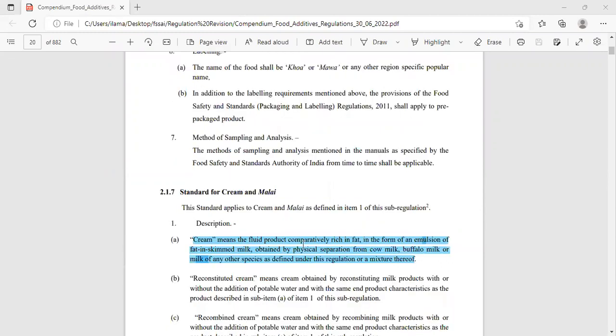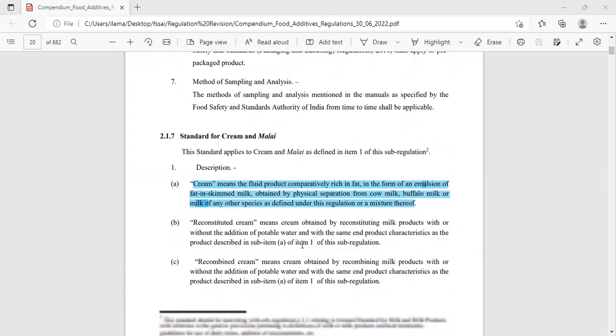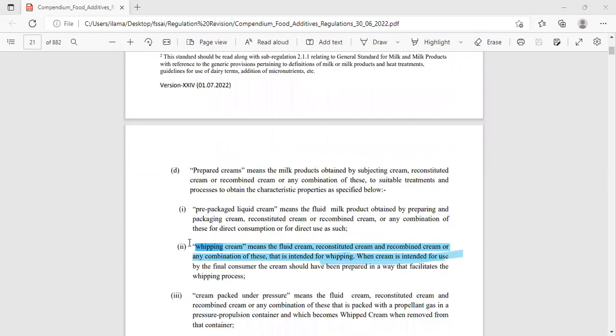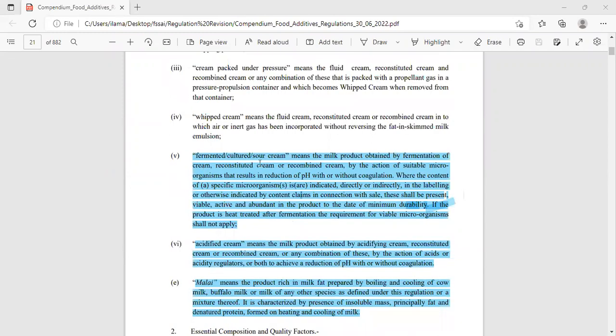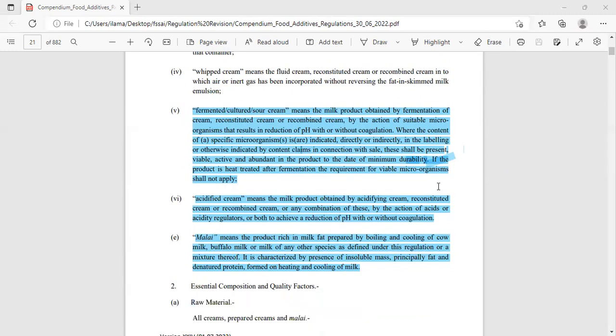Next one, cream and malai. Know what is cream and malai. Go through the definition. Note what is whipping cream. What is fermented cultured sour cream? Here we will use microbacterium at a particular pH level. With or without coagulation, we are getting fermented sour creams, and it is used for food use purposes.